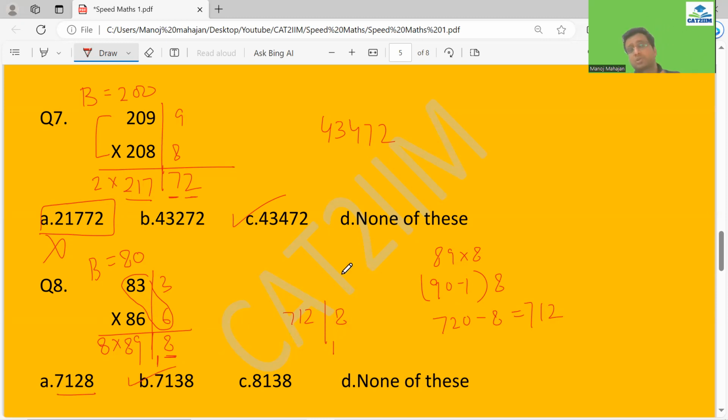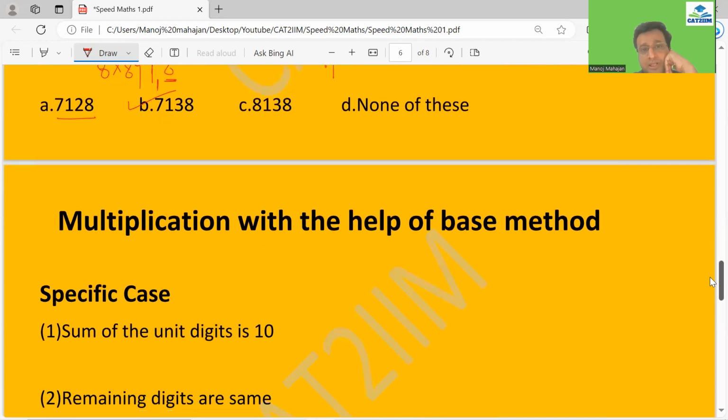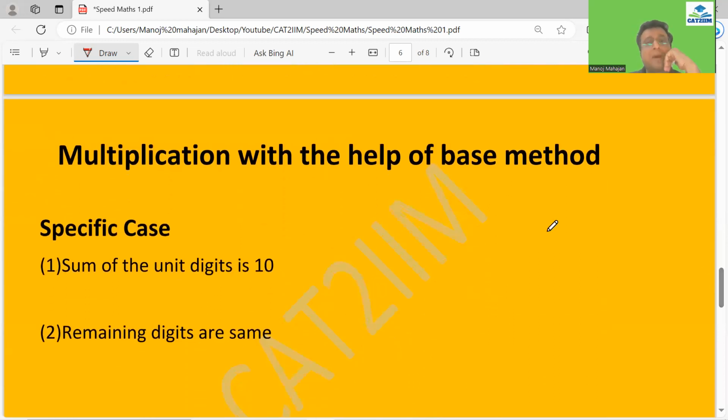So by now you have understood the various kinds of problems which could be framed on this part. So let's look at one specific case also out here in the same method. Multiplication with the help of the base method, what is the specific case? And this would be very, very fast.